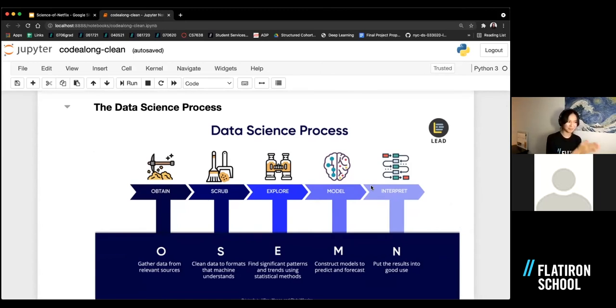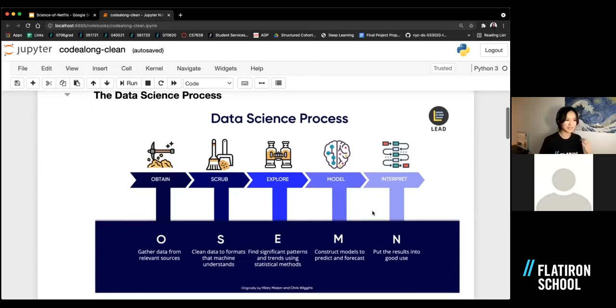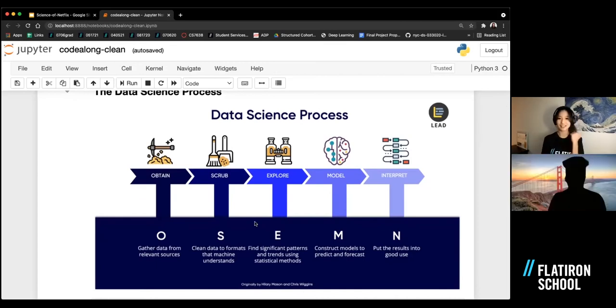So this is one of them, the OSEMN data science process. The data science process basically encompasses the gathering of data. It encompasses the cleaning of data, because if anyone has ever done any sort of data entry or scouring of survey responses or spreadsheets, you know that data is not always consistent and clean. So data scientists actually do that as well.